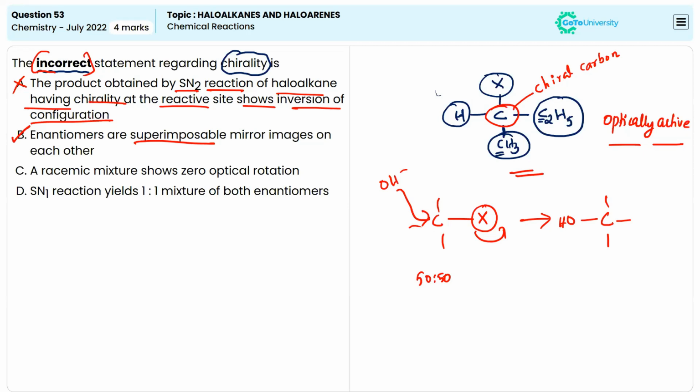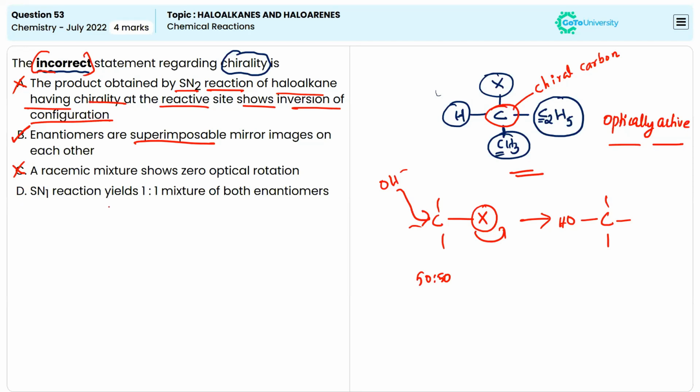So what is the overall optical activity of the whole compound? That will be 0, because 50 is rotating left and 50 is rotating right. It means the overall activity is 0. So a racemic mixture is the 50-50 mixture which has 0 optical activity. Okay, so option C is the correct statement and the incorrect option.